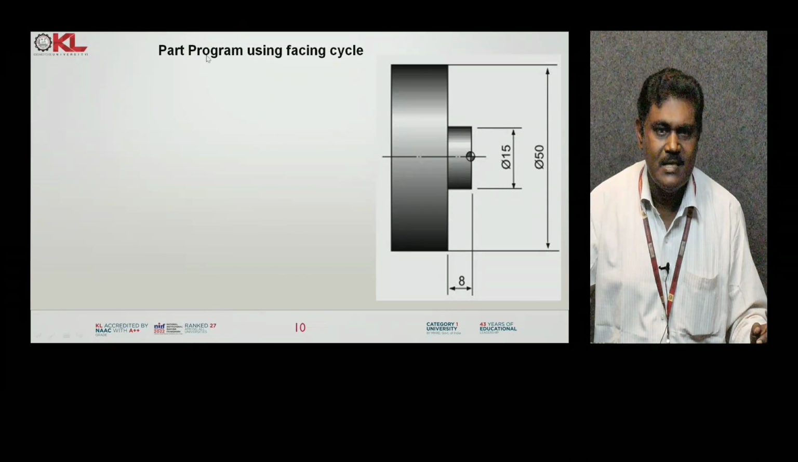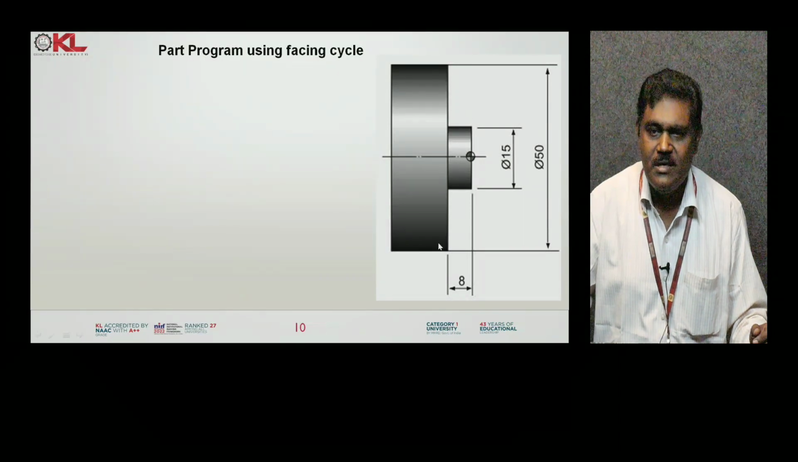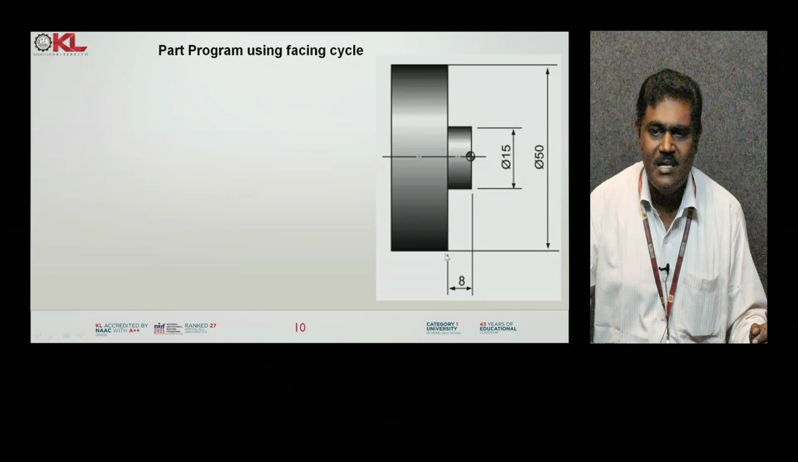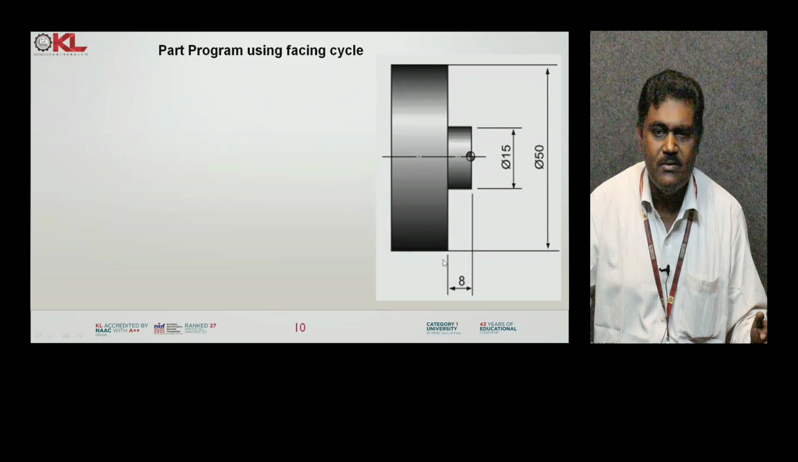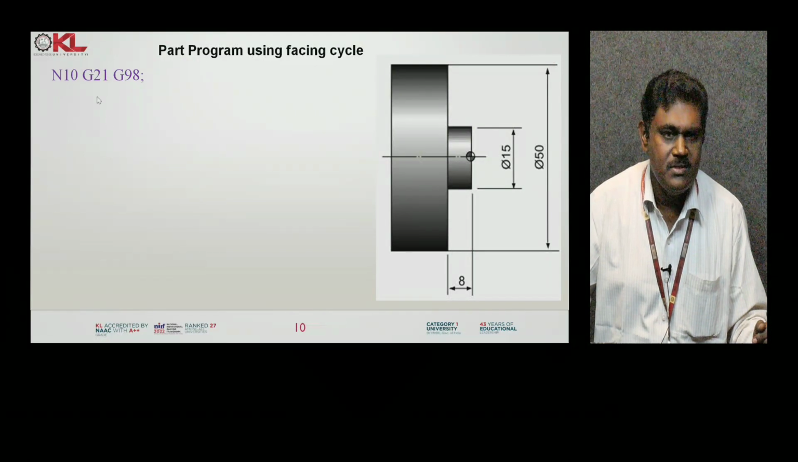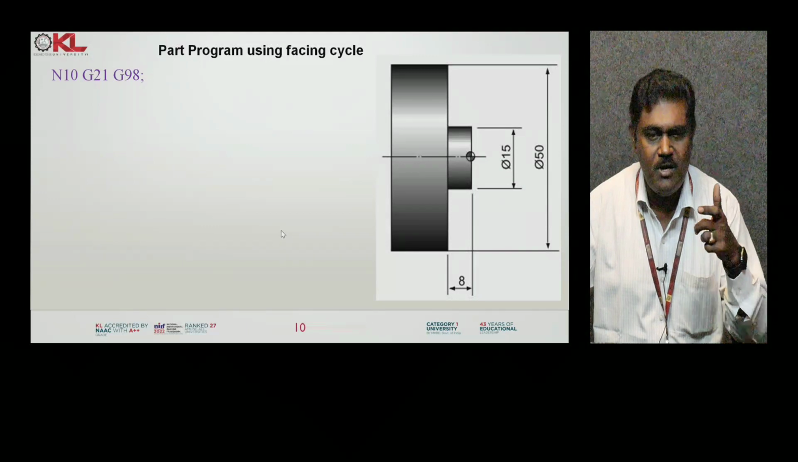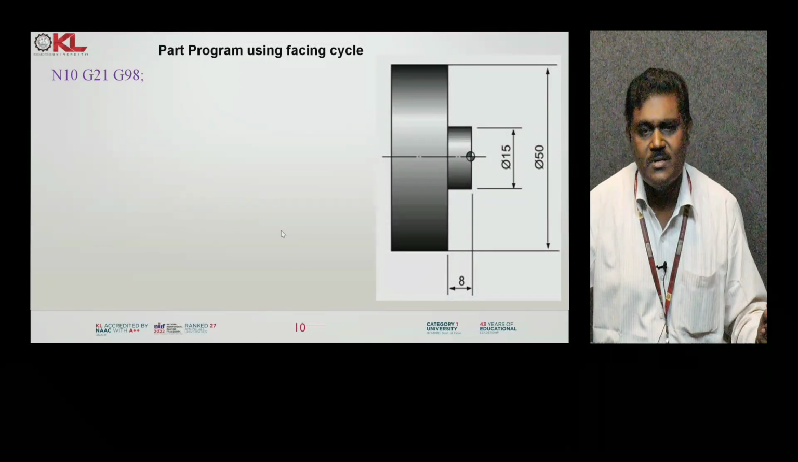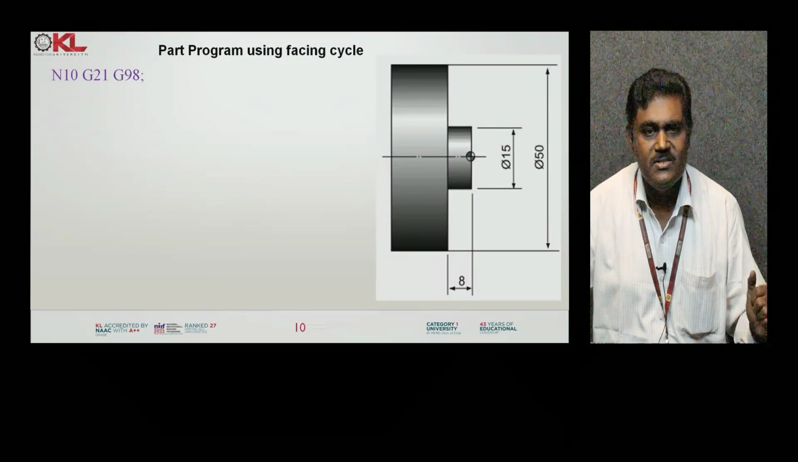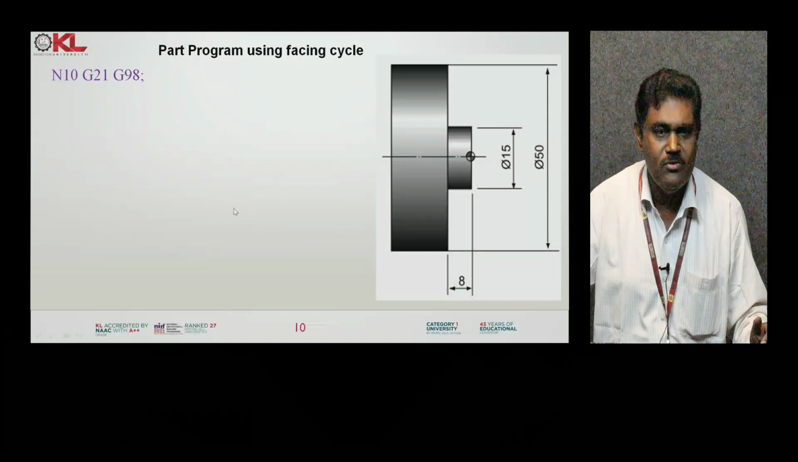Now, let us take this simple example to write a code for a phase turning cycle. Here I want to remove the material of this portion. The outer diameter is 50 mm, the inner diameter is 15, and only 8 mm of the Z axial length you want to remove using the phasing cycle. Now, the beauty of this program for the CNC lathe is that the first 3 blocks and last 3 blocks are the same for all programs. Only the middle changes according to the shape of the component to be machined.